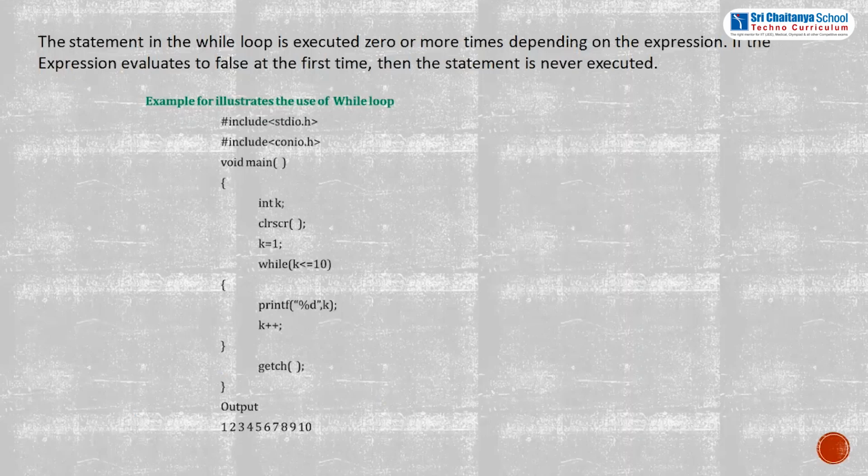The statement in the while loop is executed 0 or more times depending on the expression. If the expression evaluates to false the first time, then the statement is never executed.